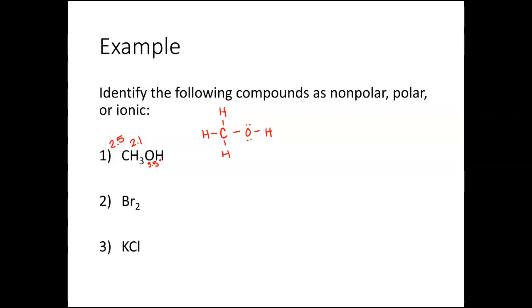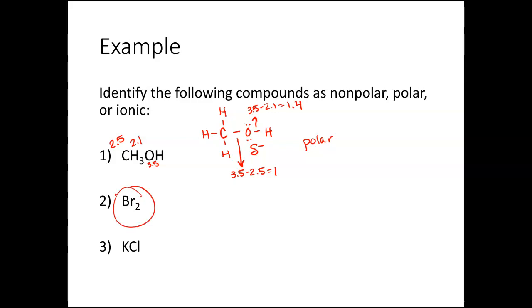So if we look at this bond right here between the carbon and the oxygen, we can look at the polarity, and we can see that we have 3.5 minus 2.5, that equals 1, and then this one is 3.5 minus 2.1, which is 1.4. So there is going to be a significant partial negative on that oxygen, and so we would call this a polar molecule.